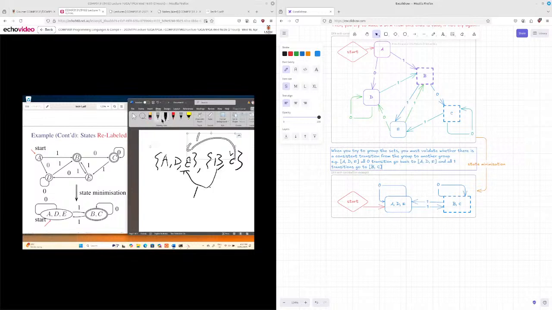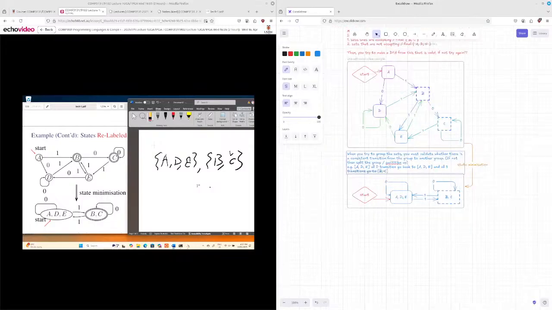So what that means is we apply this minimization algorithm. We start with the optimistic partition, and there's no way we can split that. Okay? The minimal DFA here should just have two states. Now we add all the transitions.